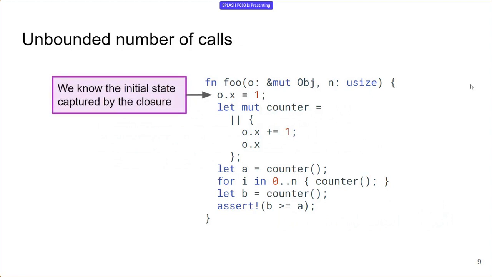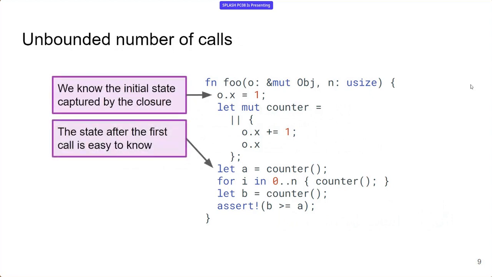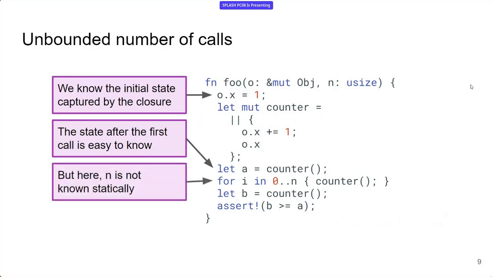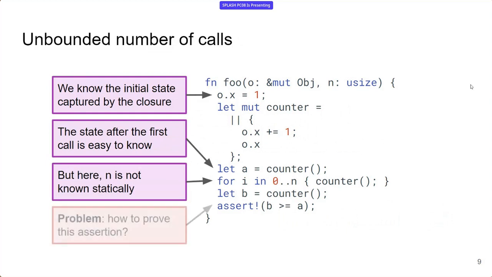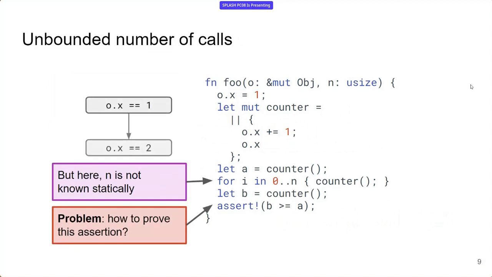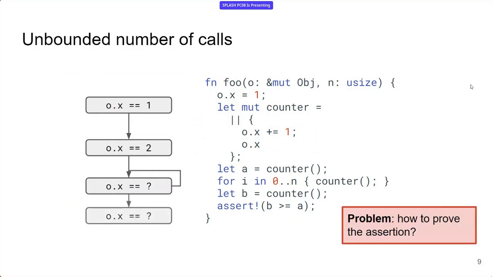And so what are the problems? Well, we know the state very easily at the beginning. We can easily infer the state after the first call. But because of this problem with not knowing n statically, we actually lose information here. And so how do we actually get to this assertion? So if we represent the state of O of x, then it's roughly like this. And of course, as soon as we enter this loop, we lose the information.